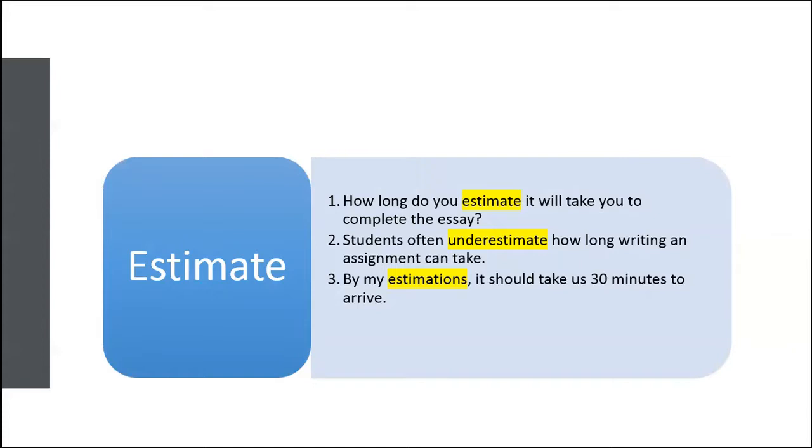Number two, we have the prefix underestimate. We can also have the prefix over. You can overestimate something as well, but obviously they are opposites. If you underestimate something, then basically it takes longer than you thought it would take. The third one, by my estimations, that's a collocation, a three-word phrase there really, that's commonly used, just to kind of tell the reader, it's really kind of by your educated guesses.